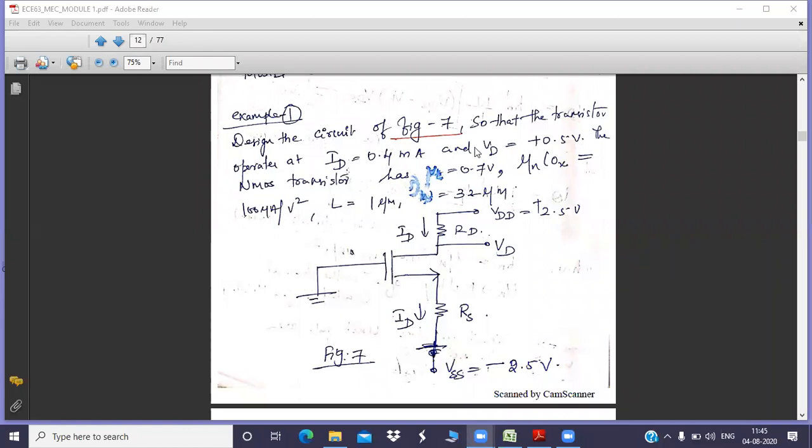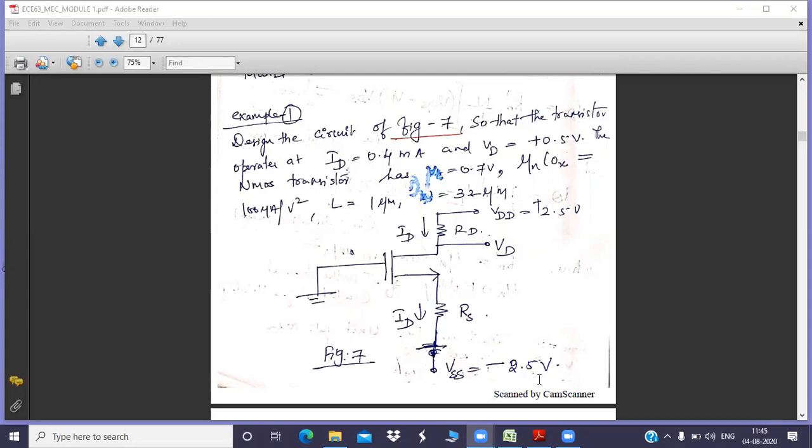So now take the position of RS, observe the position of RS, and find that RS is connected between source and VSS, isn't it? So here you have the source terminal, here you have VSS. So current is flowing in this direction. So obviously the source voltage is going to be large when compared to VSS. So what is the potential difference here? The potential difference will be Vs minus VSS.